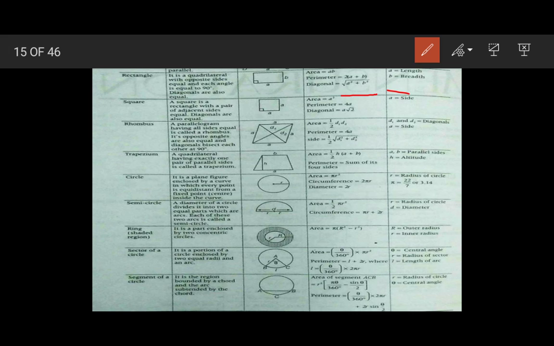Okay, here A is what? A is length and B is denoted as breadth. Okay, so A is length and B is breadth. Then next one is square.